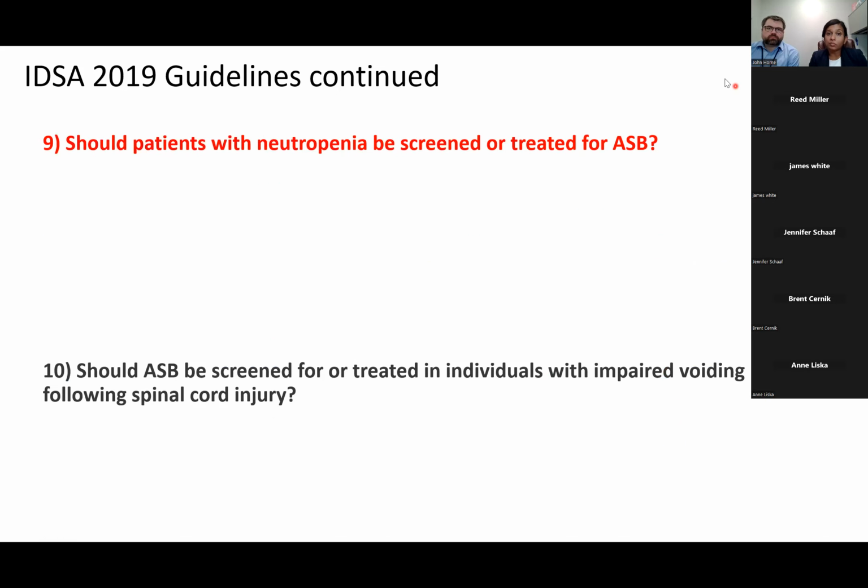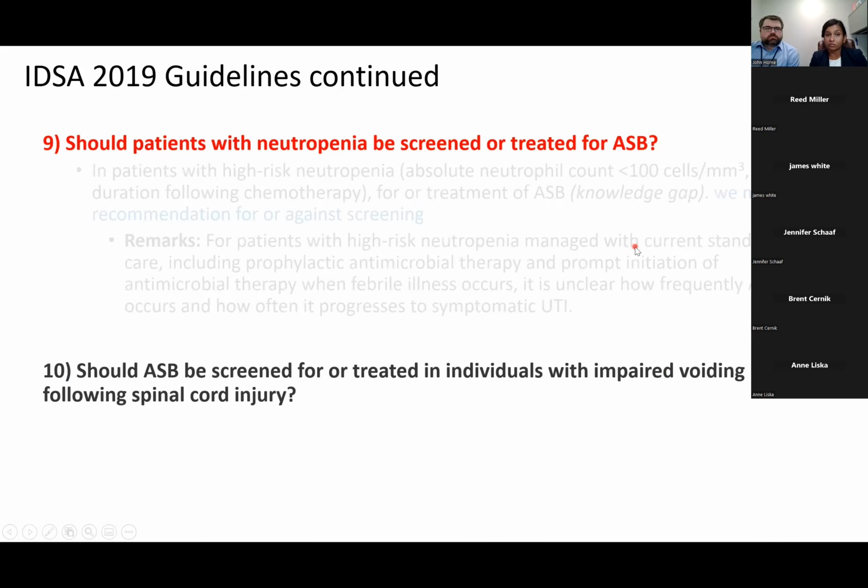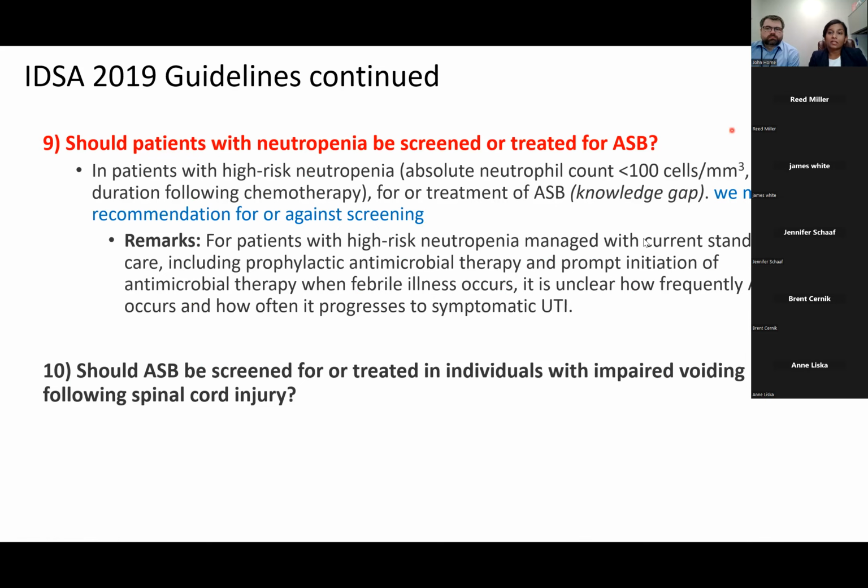Should patients with neutropenia be screened or treated for asymptomatic bacteriuria? So this is a really good question. What they say is, let's say you have a patient with cancer on chemotherapy, they're neutropenic. In patients with high-risk neutropenia, absolute neutrophil counts less than 100 for more than 7 days following chemotherapy, for treatment of asymptomatic bacteriuria, we make no recommendation for or against screening.